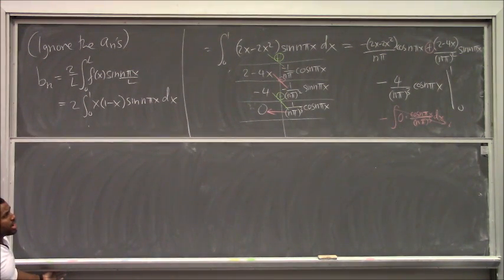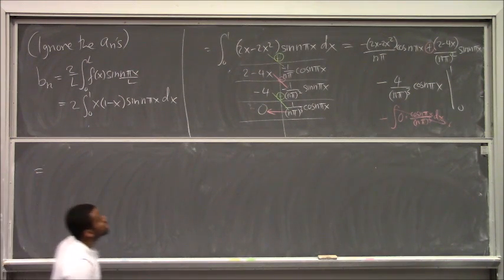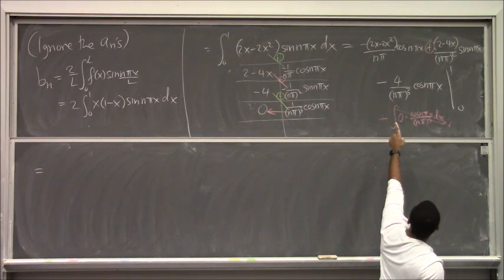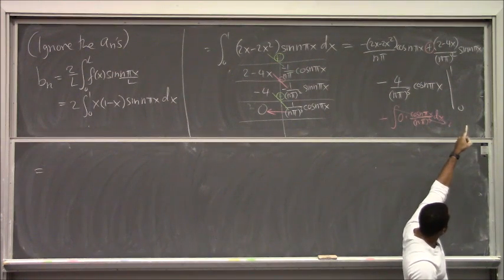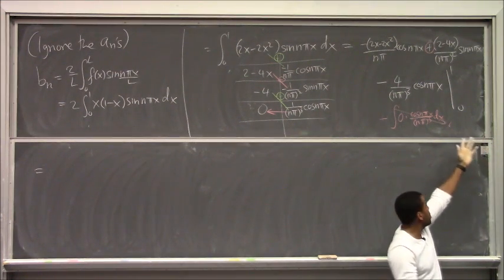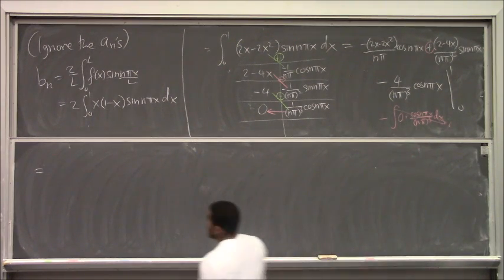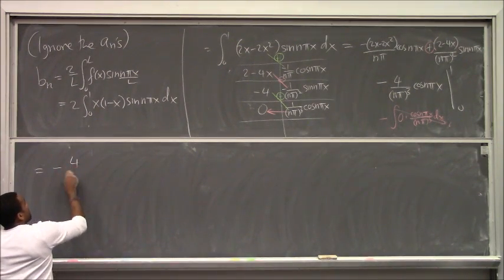So at the end of the day, now, if I plug in 1, what am I going to get? So if I plug in 1 here, that'll give me 0, right? Because I would have 2 minus 2. If I plug in 1 here, I'm going to have sine of n pi, which gives me 0. If I plug in 1 here, you get 4 over n pi.